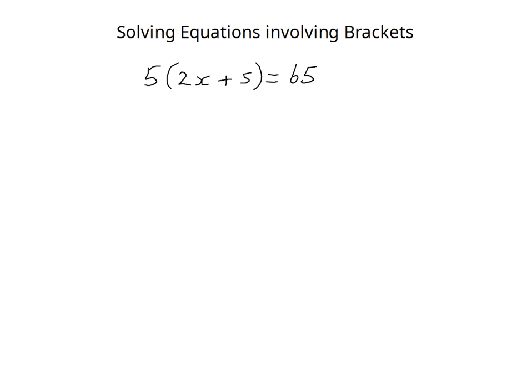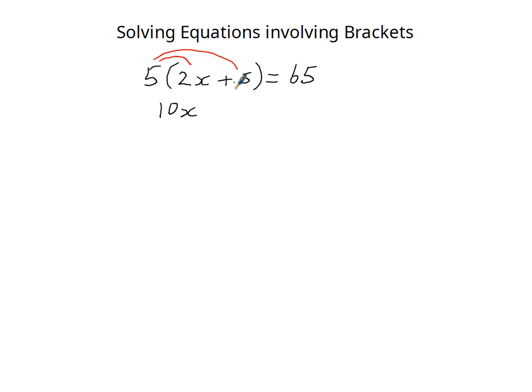The next one. So again, you need to be a little bit careful with this one, because this means 5 times everything inside the brackets. So 5 times 2x plus 5 is equal to 65. So two things to do to multiply out: 5 times 2x and 5 times 5. So 5 times 2 is 10, so 5 times 2x is going to be 10x.